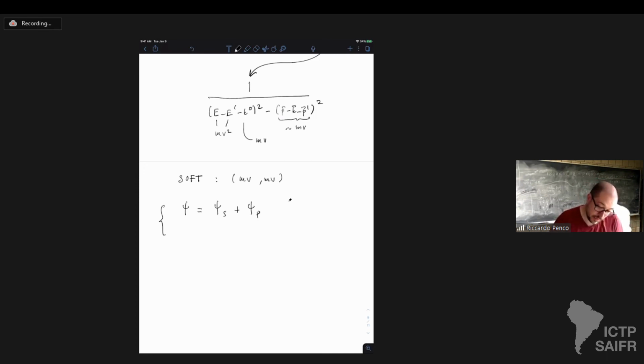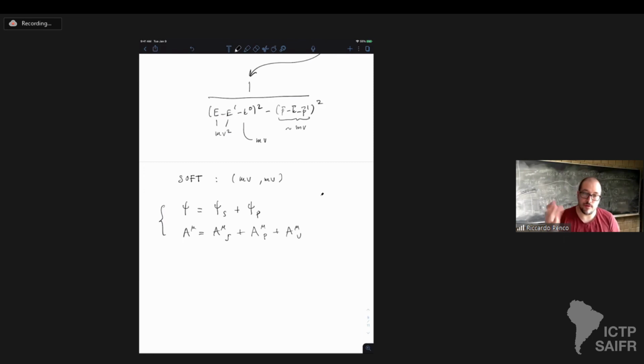A field that corresponds to the soft region and a field that corresponds to the potential region. And A mu into a part that corresponds to the soft region, a part that corresponds to the potential region, and a part that corresponds to the ultra-soft region. So this is actually not as crazy as it sounds.